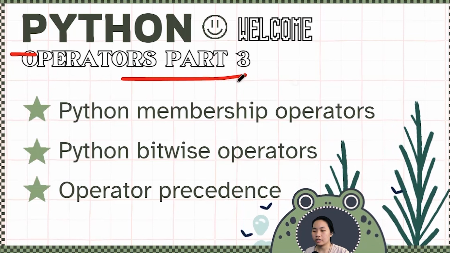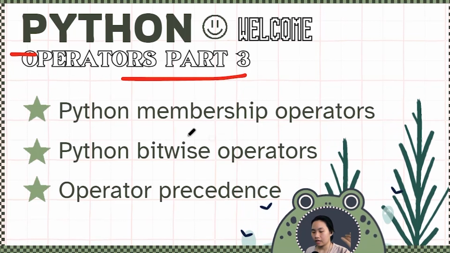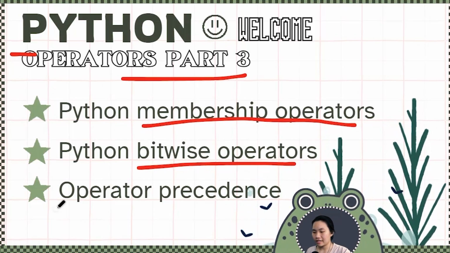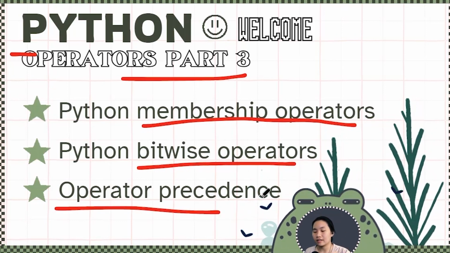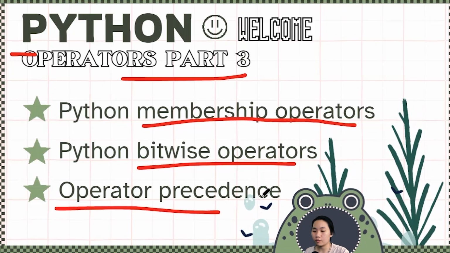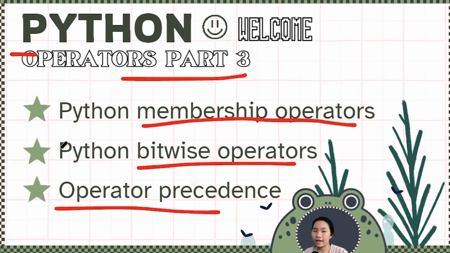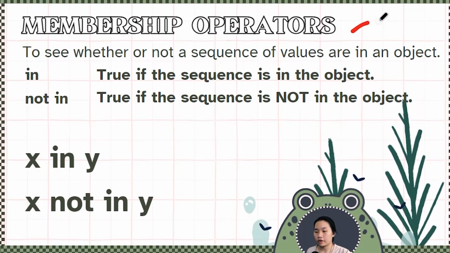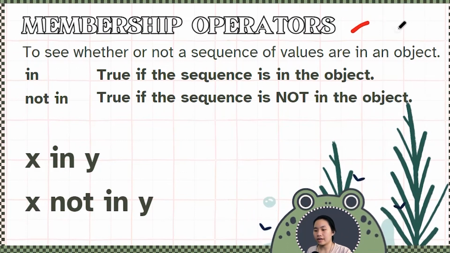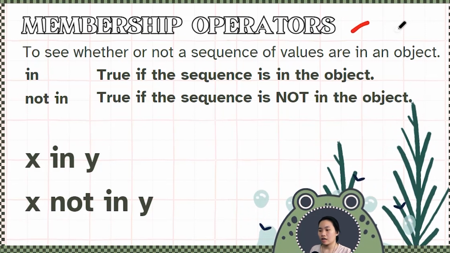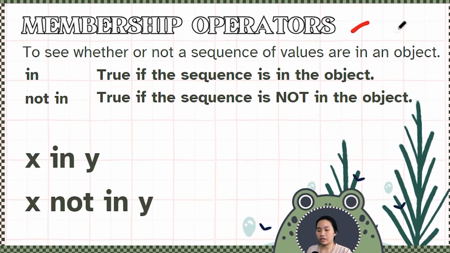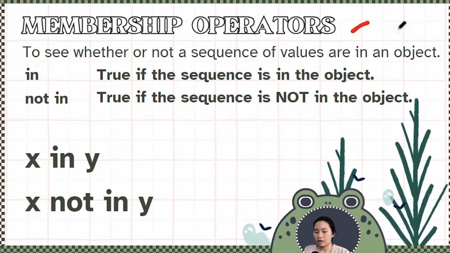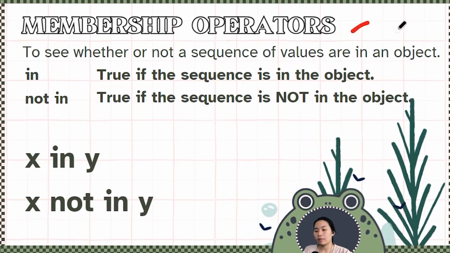Operators part 3. We have membership operators, bitwise operators, and then operator precedence. I'm sure you're all curious on what they are, so let's hurry and move on to the next part of the lesson. First off, membership operators. What are they? It tries to find a similar sets of values between two objects. So it's like it compares two values and it sees whether or not they have the same thing.